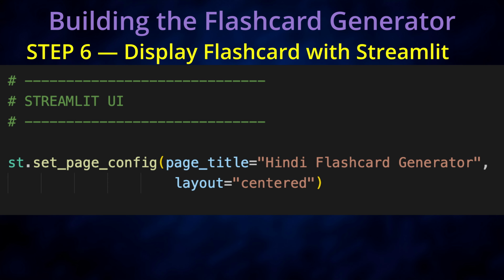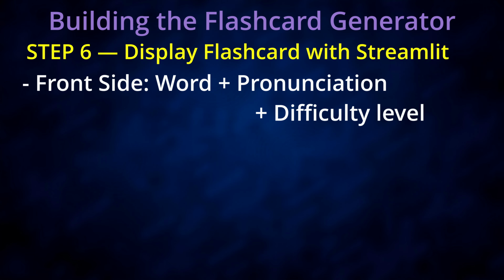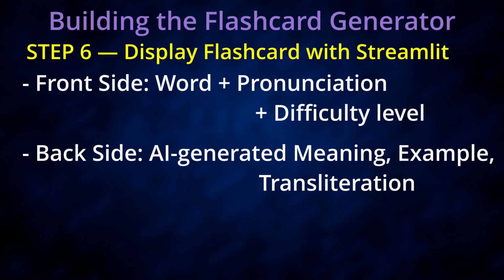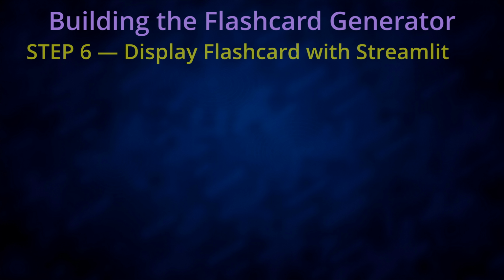Display flashcard with Streamlit. Front, word, pronunciation, difficulty. Back, AI-generated meaning. Example, transliteration. Buttons to reveal meaning and flip back. Streamlit makes the UI instantly responsive.